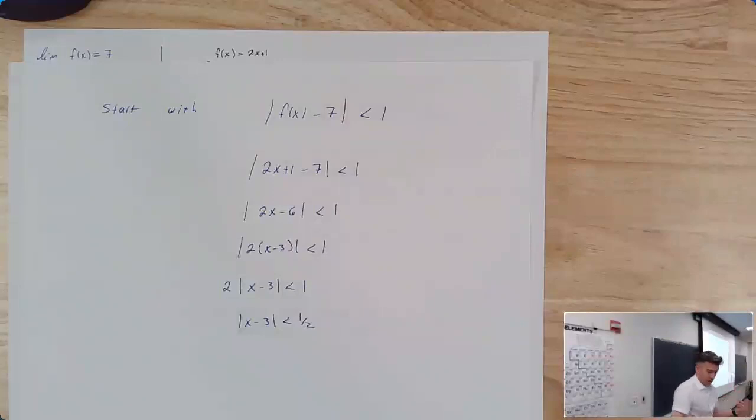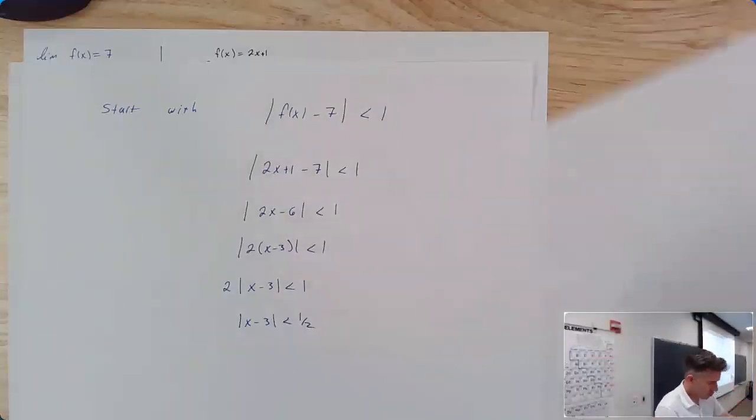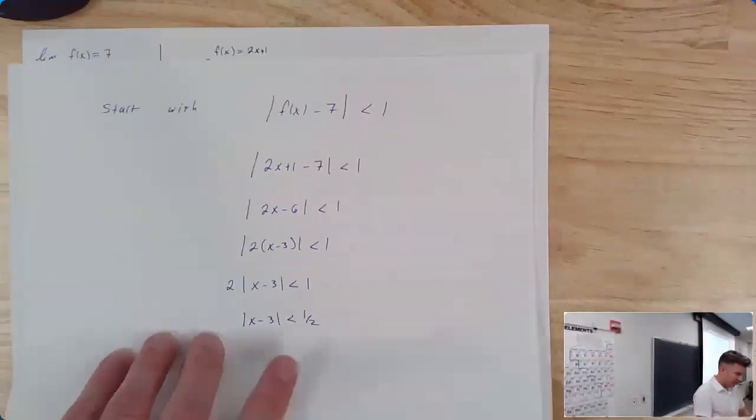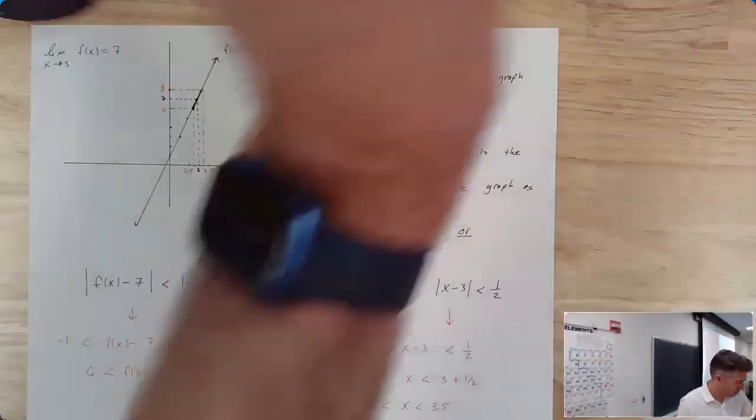Okay. Now, what we're going to do is say, well, 1 is still kind of far away from 7. I would really like to be a lot closer to 7 than 1. So what if instead, here, in order, sorry.